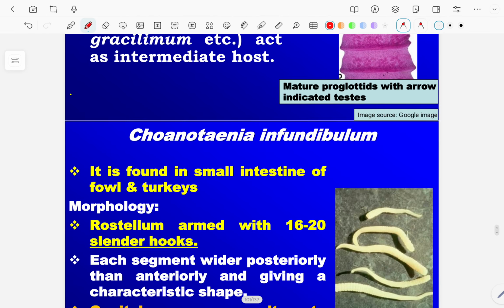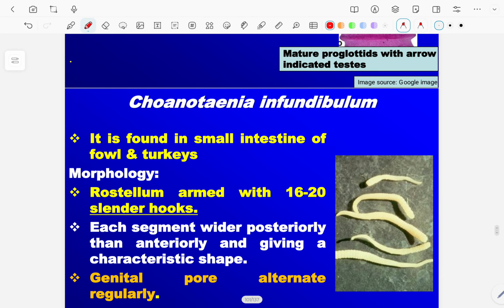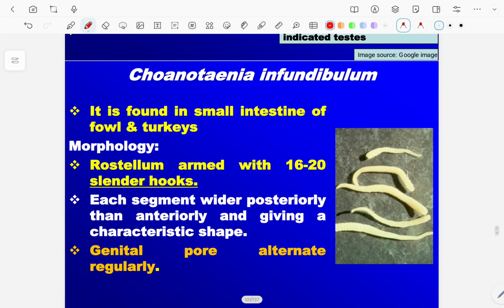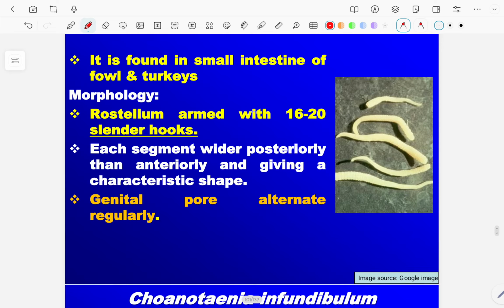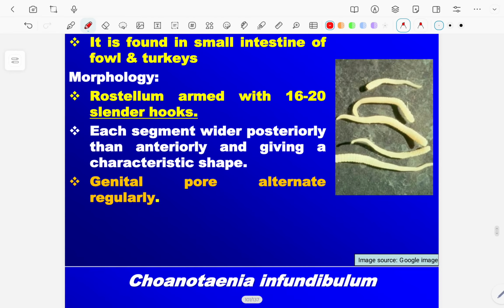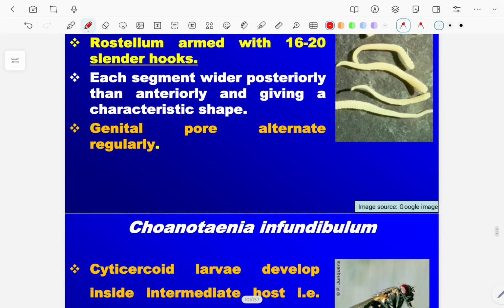Choanotaenia infundibulum. It is found in the small intestine of fowl and turkey. Morphology: rostrum armed with 16 to 20 slender hooks. Segments are wider posteriorly than anteriorly, giving a characteristic shape. Genital pores alternate regularly.